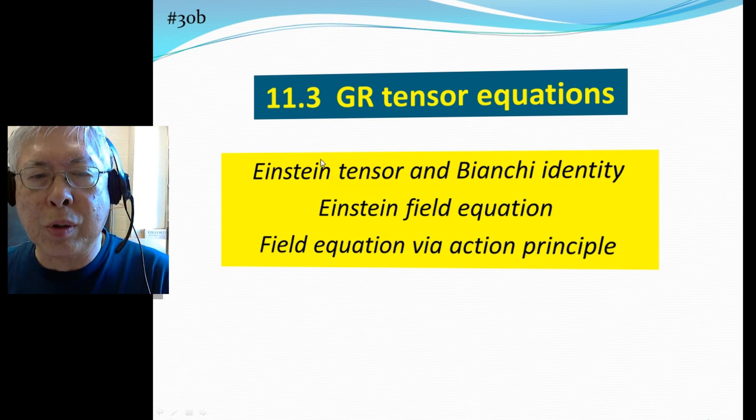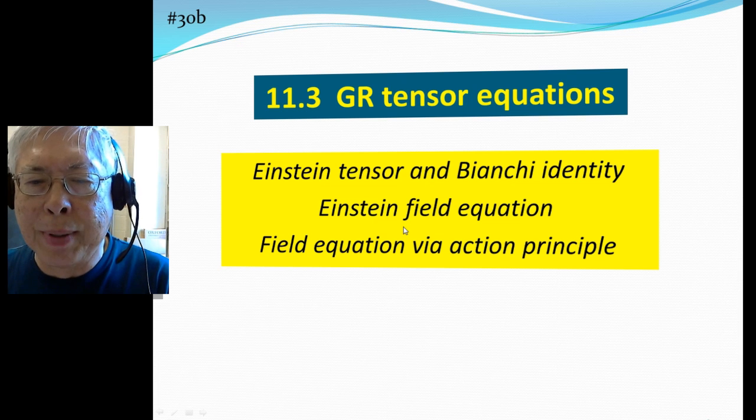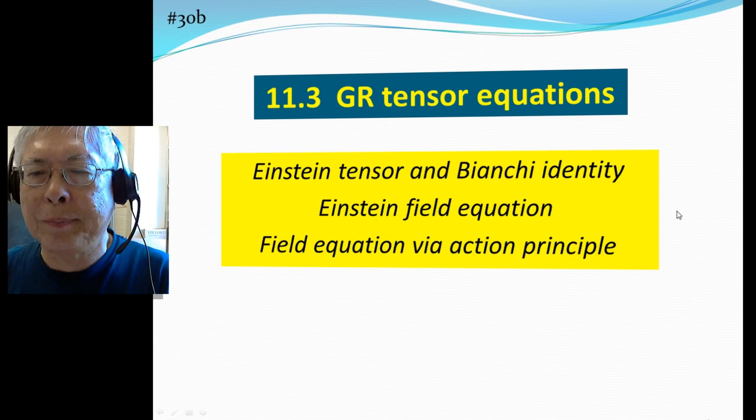First we're going to talk about how to arrive at the so-called Einstein curvature tensor by way of the Bianchi identity. Then we talk about the Einstein field equation. Then we're going to show there's an alternative way you can derive the field equation, in some ways much more elegantly and more systematically, by the action principle.